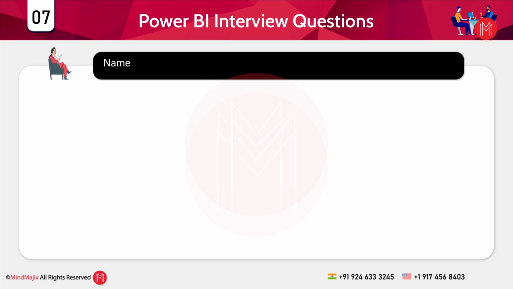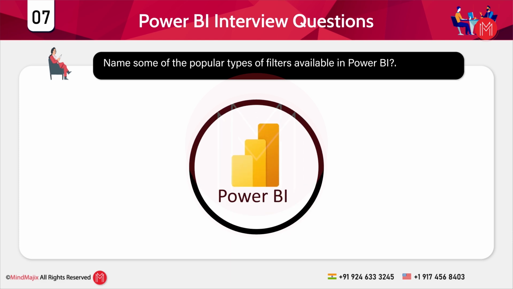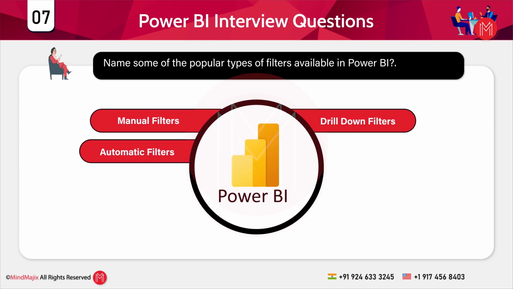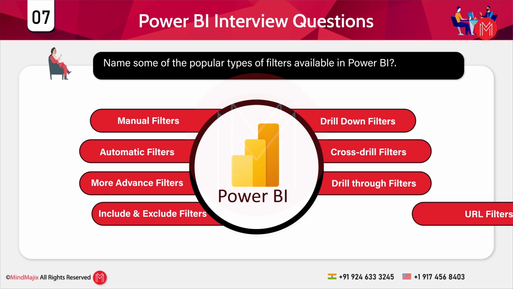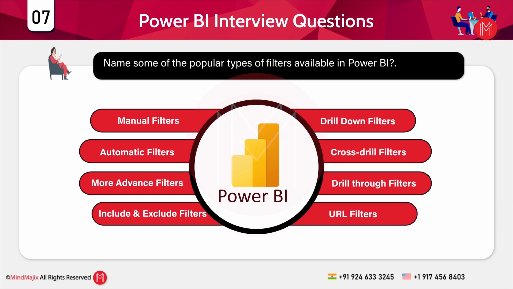The next question is, name some of the popular types of filters that are available in Power BI. So guys, in this particular question, you just need to mention the most frequently used or the most popular types of filters that are available in Power BI. Like here you have manual filters, automatic filters, advanced filters, include and exclude filters, drill down filters, cross drill filters, and drill through filters and URL filters.